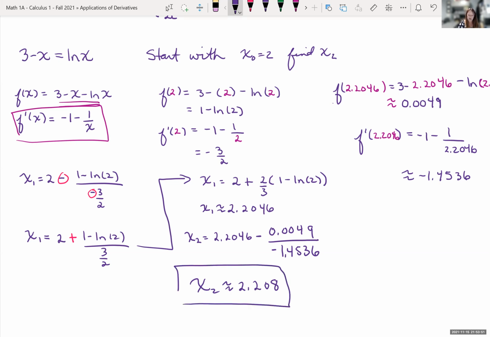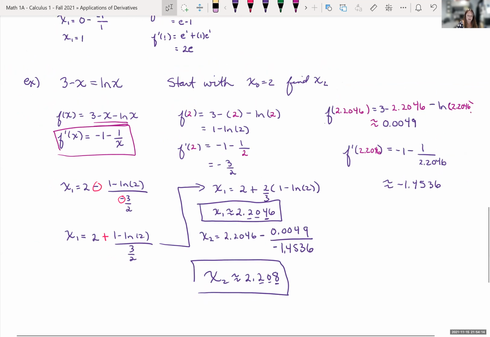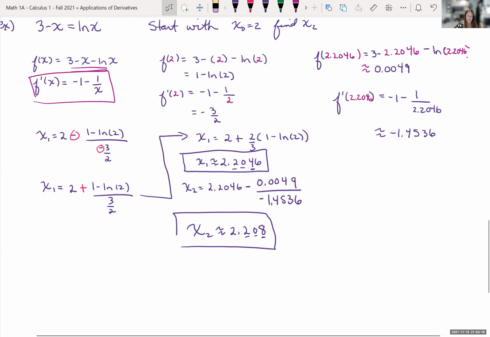So notice that we're pretty close to what our x sub 1 value is, 2.20. So we're up to 2 digits after our decimal being the same. This is a 4 and this is an 8. So you can see that we're pretty close. And if I continue to do this, we're going to get closer and closer. Okay, so there is Newton's method for you.